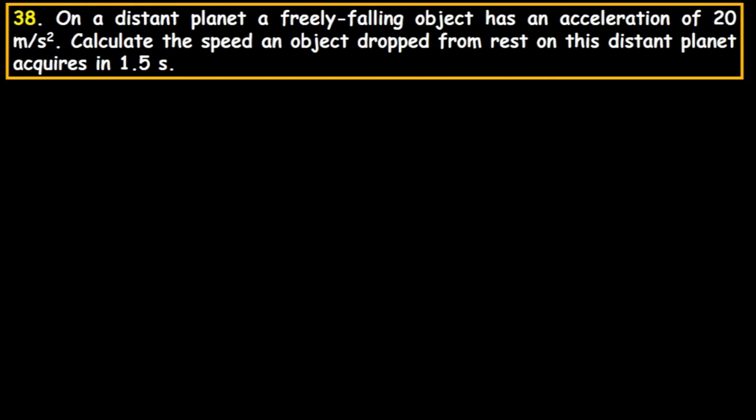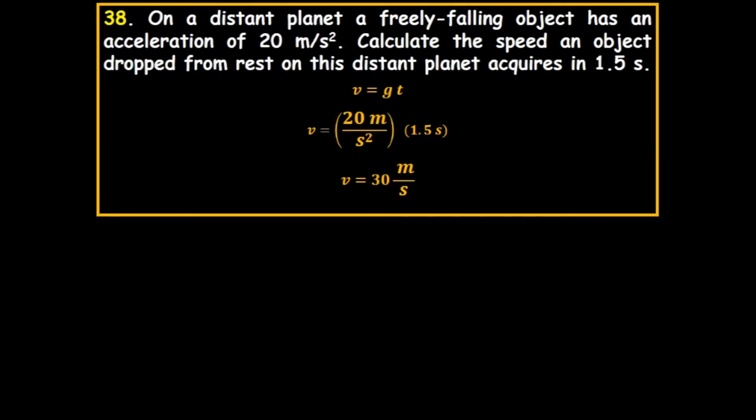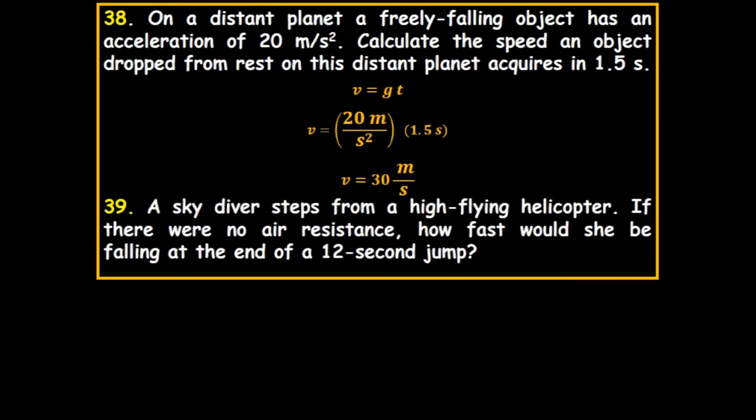On a distant planet, a freely falling object has an acceleration of 20 meters per second squared. Calculate the speed of an object dropped from rest on this distant planet after 1.5 seconds. It would be 20 times 1.5, which is 30 meters per second. 20 meters per second squared is the acceleration. A skydiver steps from a high-flying helicopter.